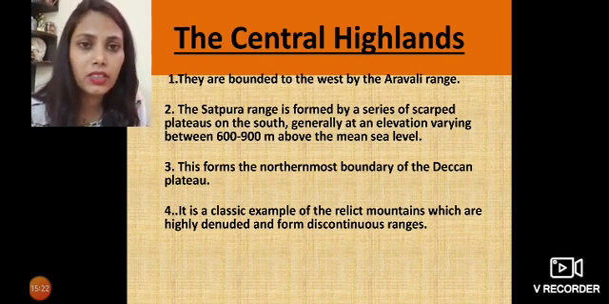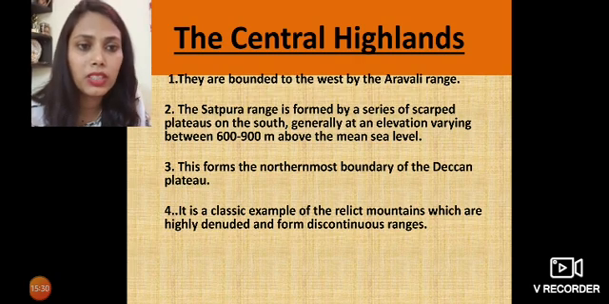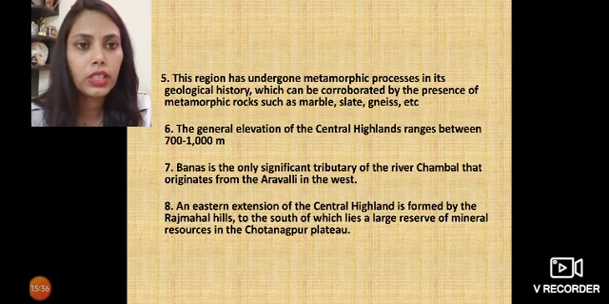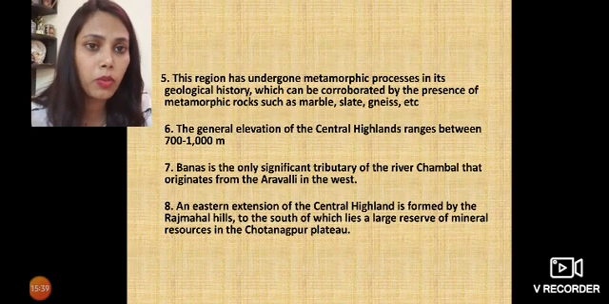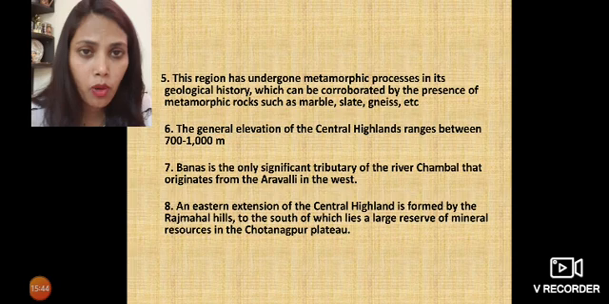And whatever is residual comes from the word residue. Residue is what is left over. So after a lot of weathering, erosion, these mountains are still standing. They're an example of relict mountain. This region has undergone metamorphic processes. So that is why we have the metamorphic rocks here. So in the Central Highlands, there are metamorphic rocks.